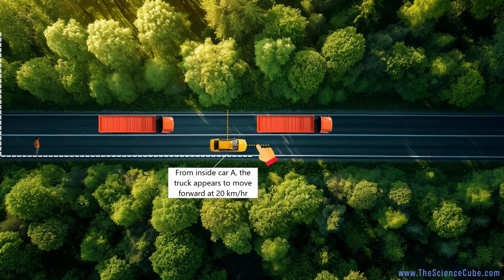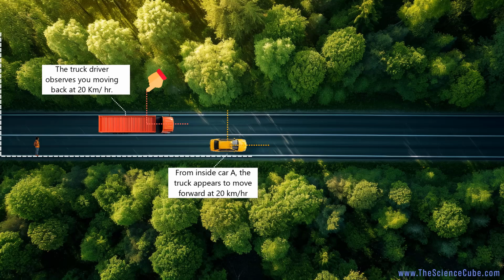Makes sense. But now think about what the truck driver sees. They're in their frame. They see you moving backward relative to them at 20 kilometers per hour. To the truck driver, you appear to be moving in reverse, even though you're both going forward relative to the road. Same physical situation, two completely consistent descriptions. Neither is wrong. This is genuine physics. Velocity is not a property of an object by itself. Velocity is always a measurement between an object and a particular observer's frame.